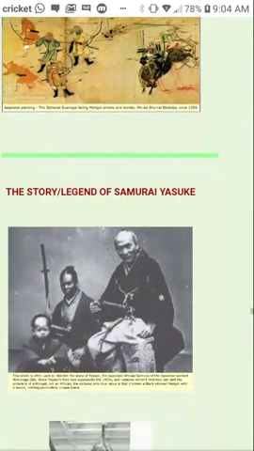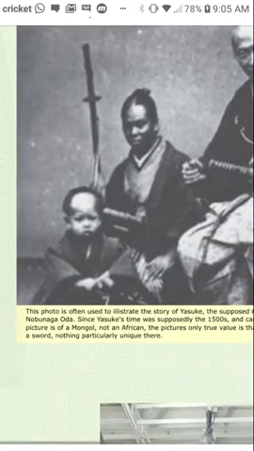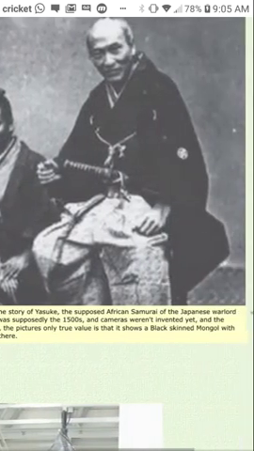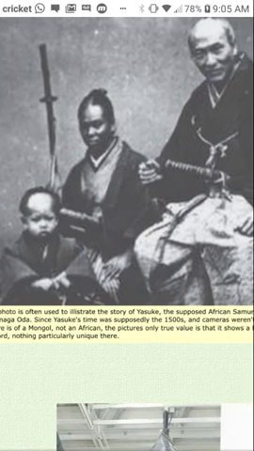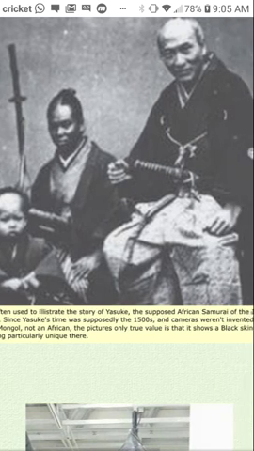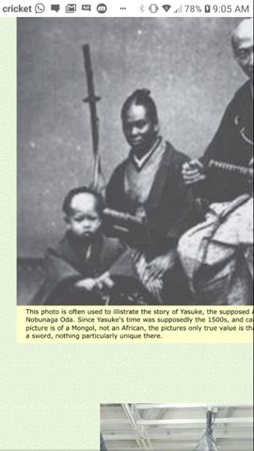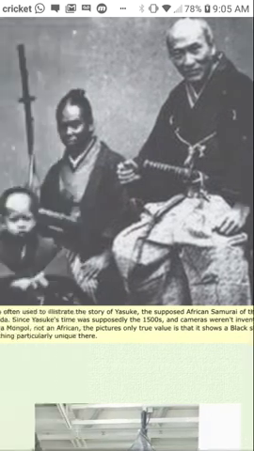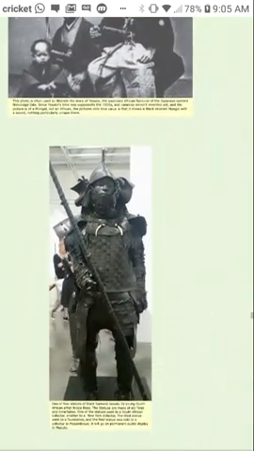Okay. And the story legend of Samurai Yasuki. This photo is often used to illustrate the story of Yasuki, the supposed African samurai of the Japanese warlord Nobunaga Oda. Since Yasuki's time was supposedly the 1500s and cameras weren't invented yet, and the picture is of a Mongol, not an African. The picture's only true value is that it shows a black-skinned Mongol with a sword. Nothing particularly unique here. So you have to be careful, guys.